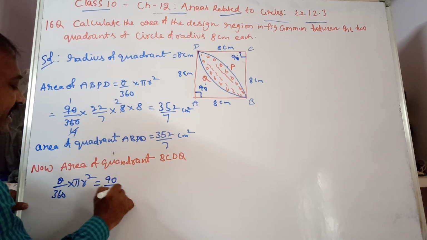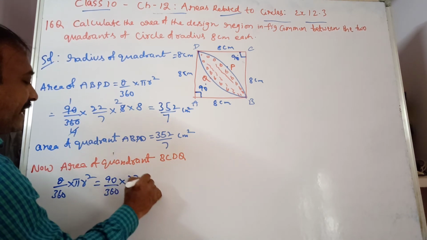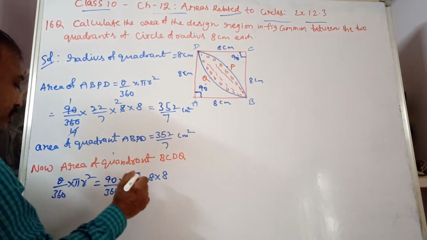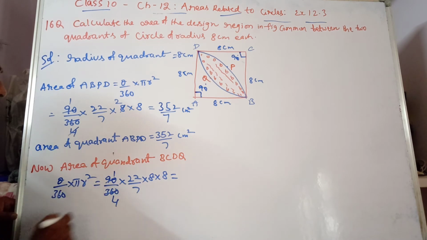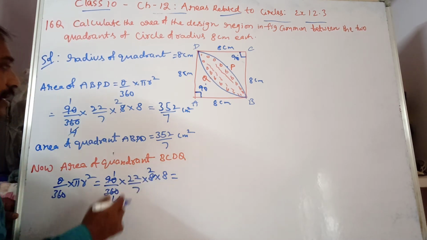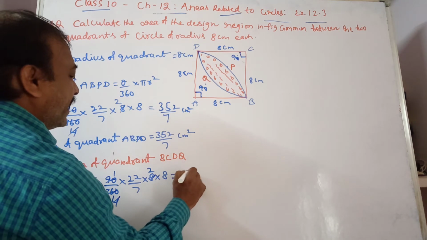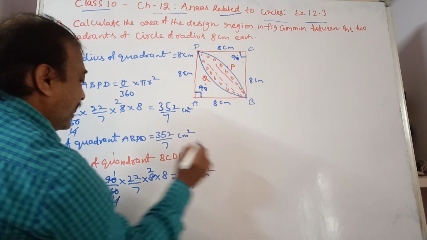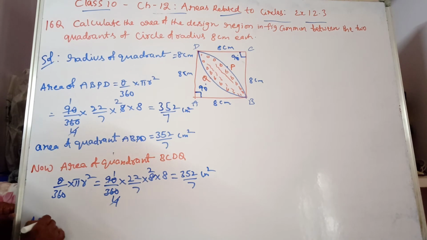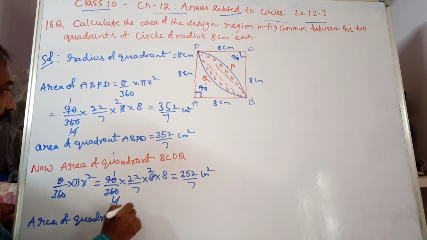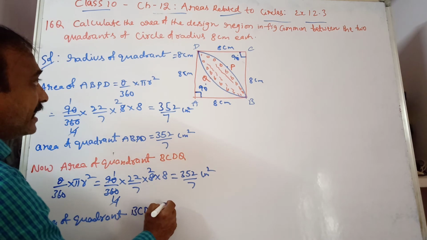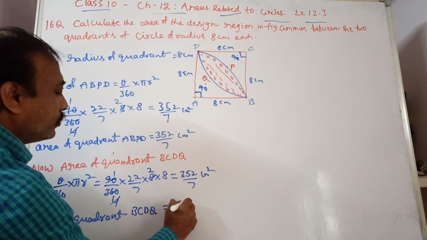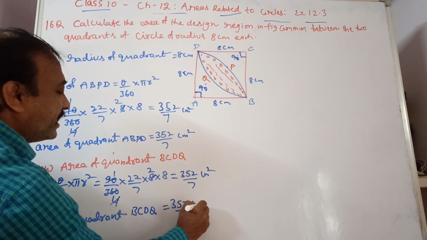which is nothing but 90 by 360 into 22 by 7 into 8 into 8. So which you will get here: 90 ones are 90, 90 4s are 360, 4 ones are 4, 4 twos are 8. So which you are getting as 352 by 7 centimeter square. So area of quadrant BCDQ is equals to 352 by 7 centimeter square.